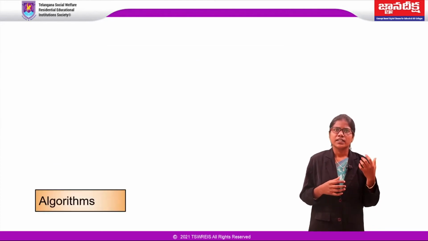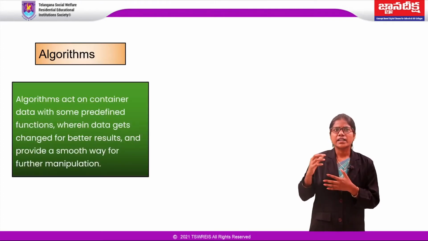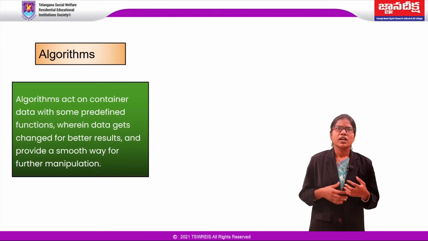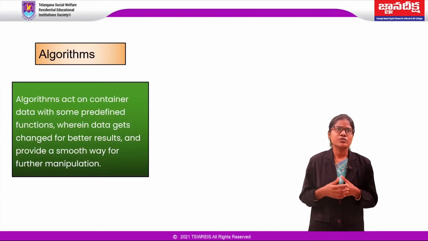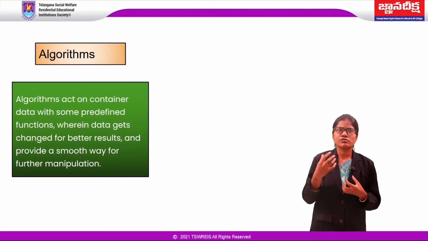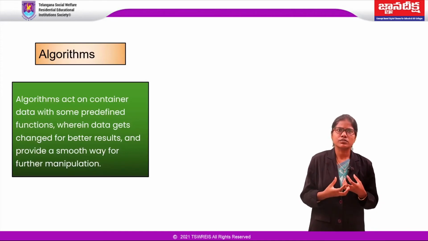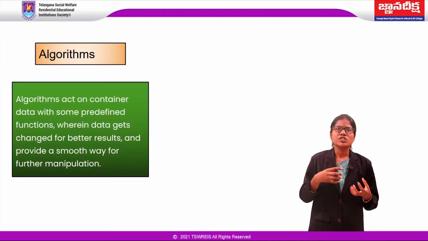Algorithms act on container data with some predefined functions wherein data gets changed for better results and provide a smooth way for further manipulation. Suppose there are some points and one has to arrange them in increasing order of their values. So they apply a strategy to place the points in a row and then swap their positions to sort them in increasing order. So the strategy or technique that has been used is said to be an algorithm.